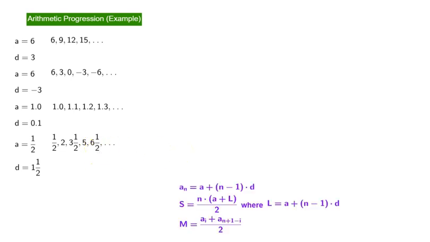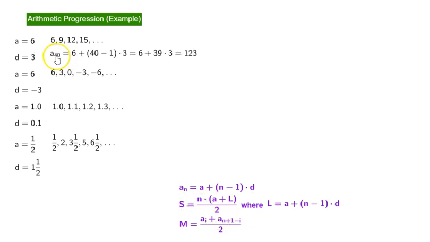Here remember we have these formulas which we have seen. a sub n, that is the nth term, is equal to the first term plus n minus 1 times d. The sum of n terms is equal to n times a plus l divided by 2, where l is equal to a plus n minus 1 d. And the mean is equal to a sub i plus a sub n plus 1 minus i divided by 2. So these things we have already seen.